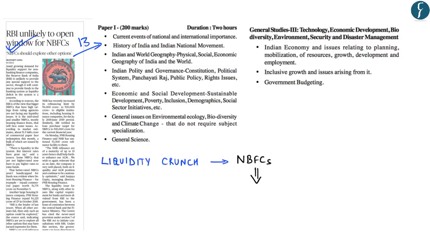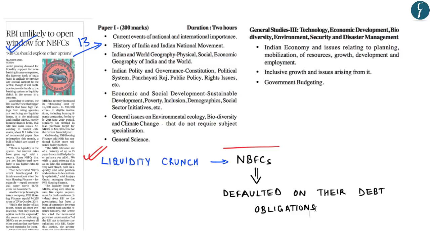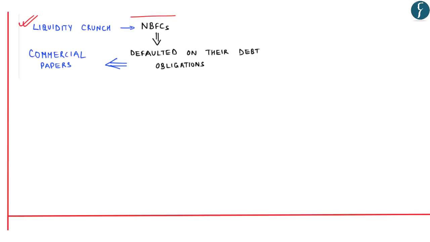Now, this news is with respect to the liquidity crunch being faced by these NBFCs, that is, non banking financial companies, due to which they have defaulted on their debt obligations on the commercial papers. In your prelims examination, this forms a part of Indian economy, and in your mains, it forms a part of GS paper 3.